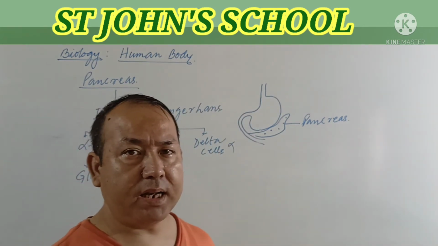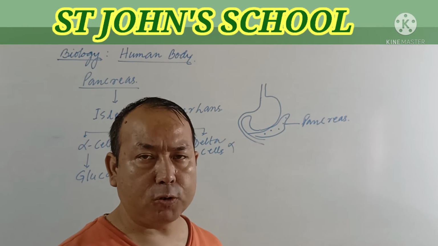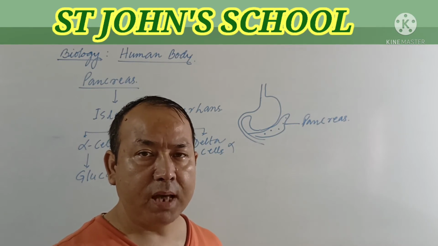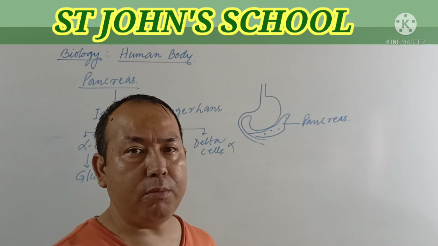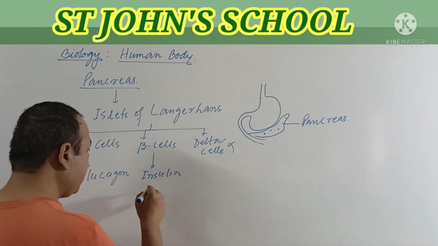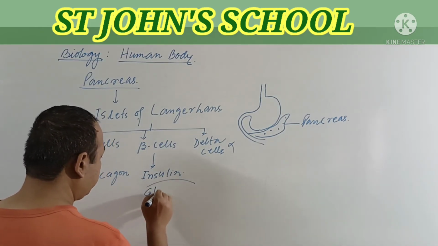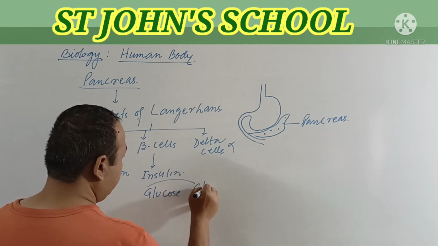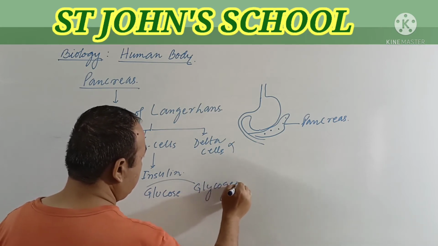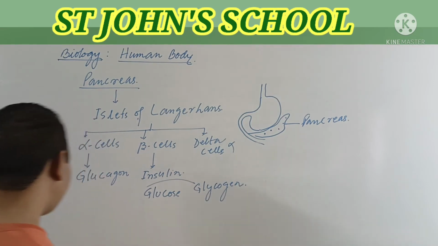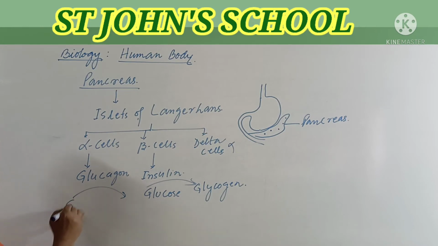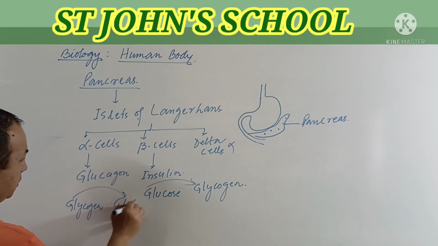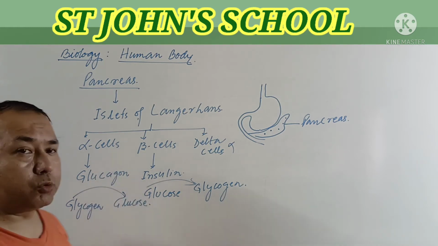Insulin converts the excess amount of glucose present in the blood into glycogen, and that glycogen is stored in the liver. So in this way, insulin helps in reducing the sugar level in the blood. So what it does, it converts glucose into glycogen. And this glycogen, where is it stored? It is stored in the liver. And this glucagon converts the glycogen stored in the liver into glucose, and thus increases the sugar level in the blood.